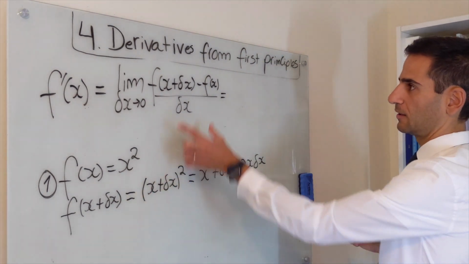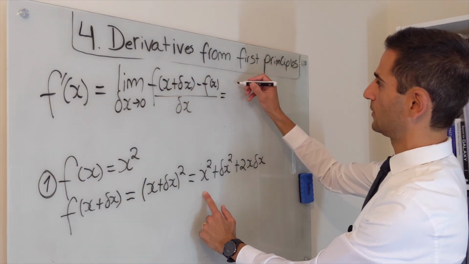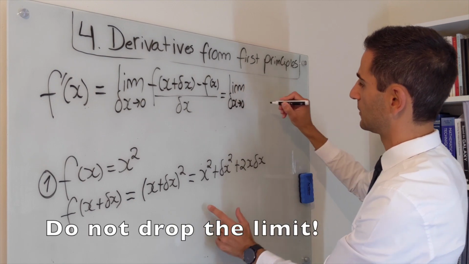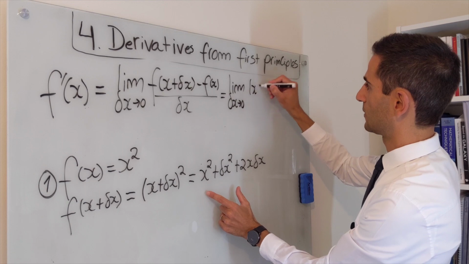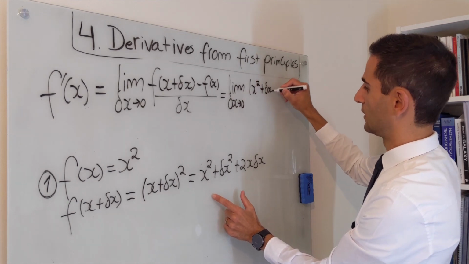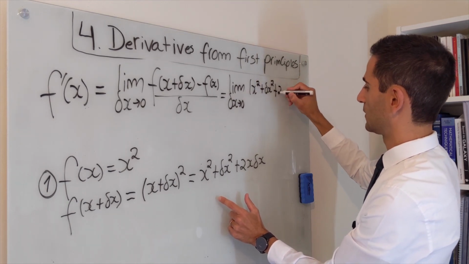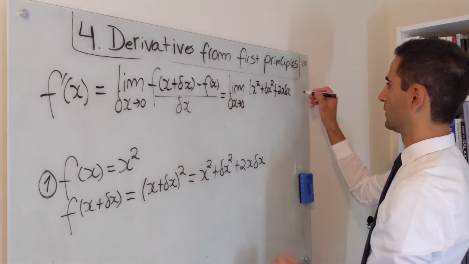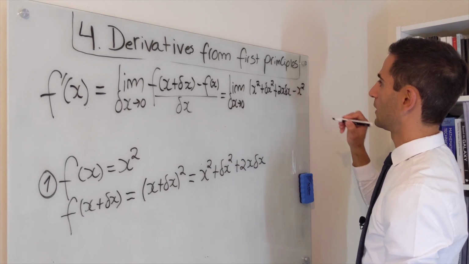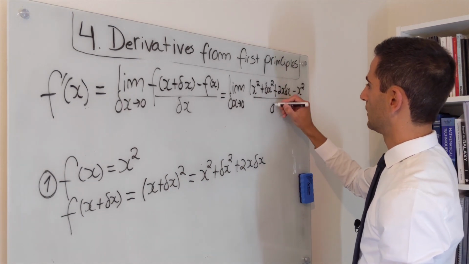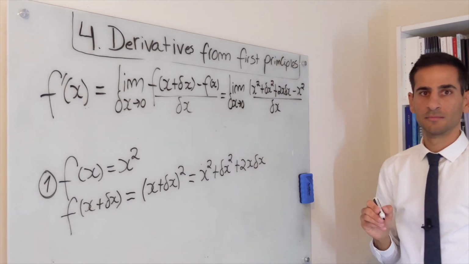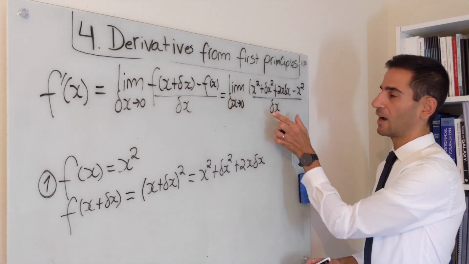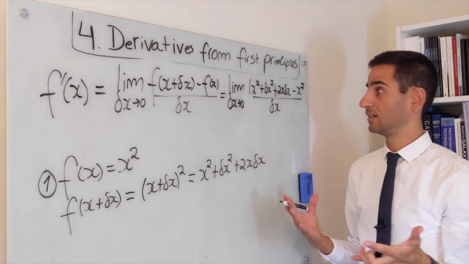And we can now sub in, so this term is actually equal, so don't forget to keep the limit until you sub things in, as x squared plus dx squared plus 2x dx, and then you're subtracting f of x, which is x squared, and you're dividing by dx. Right, so this is the basic principle. You obtain the terms, you plug them in, and now it's really just about solving the limit.